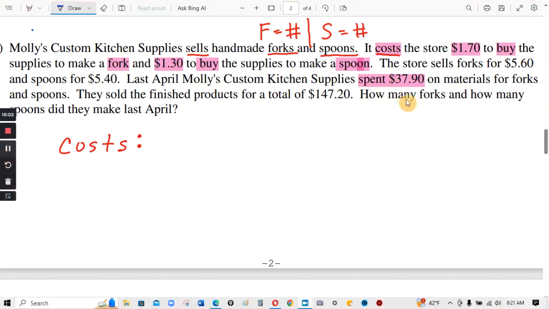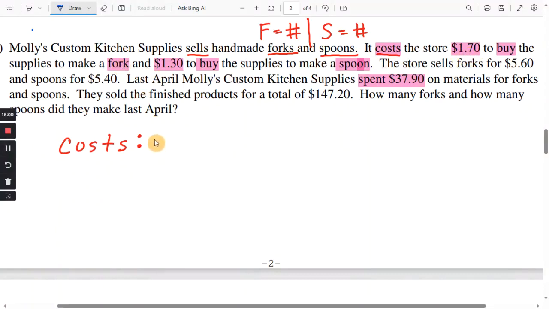So the total amount spent for the forks is going to be 1.7, you could say 1.70 if you want, same thing, 1.70 times F, the number of forks. And they spent $1.30 on the spoons, so you want to add $1.30 times each spoon. All right, that's how much they spent. That was the cost, and the total spent was $37.90.